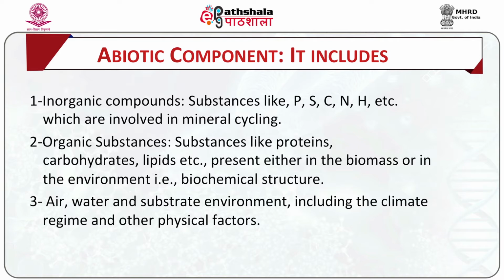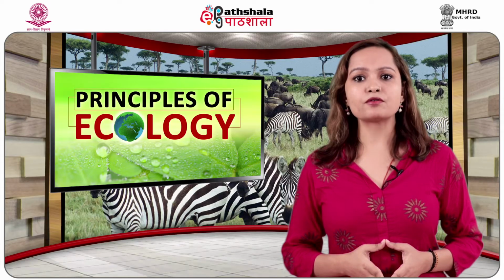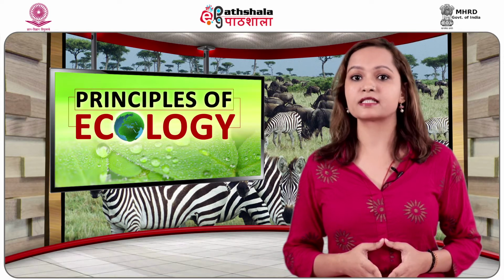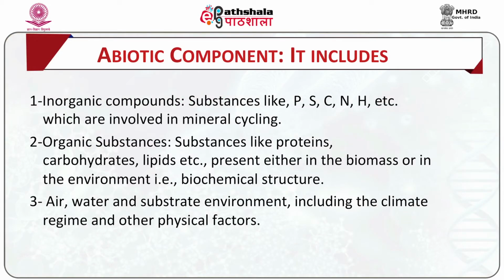Abiotic components include inorganic compounds like phosphorus, carbon, nitrogen, hydrogen, etc., which are involved in mineral cycling. The amount of these substances present in the ecosystem at any point of time is the indicator of its standing quality. Now we know about the organic substances: substances like proteins, carbohydrates, lipids, etc., present either in the biomass or in the environment, that is biochemical structure. Then air, water and substrate environment, including the climate regime and other physical factors.